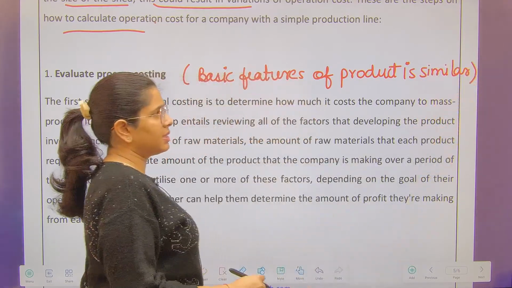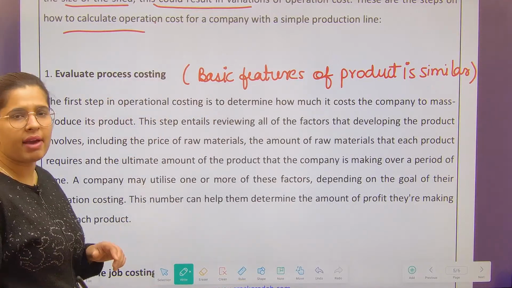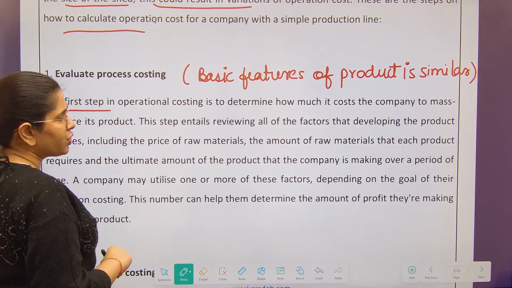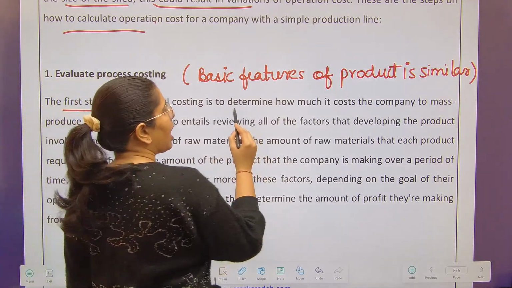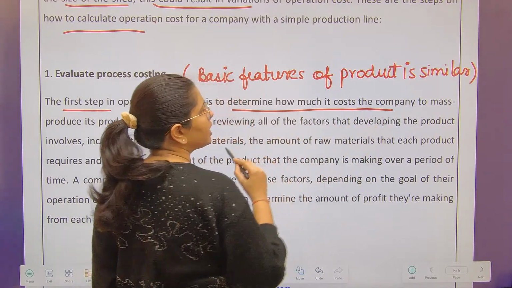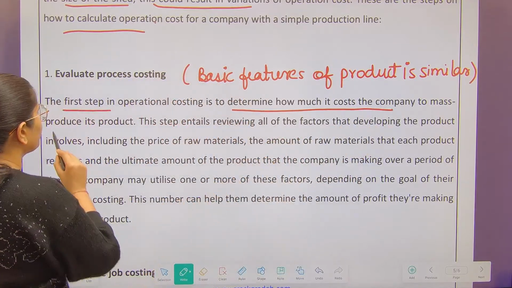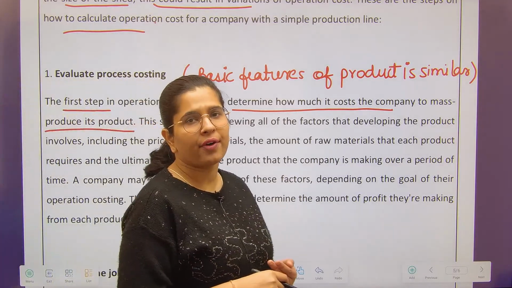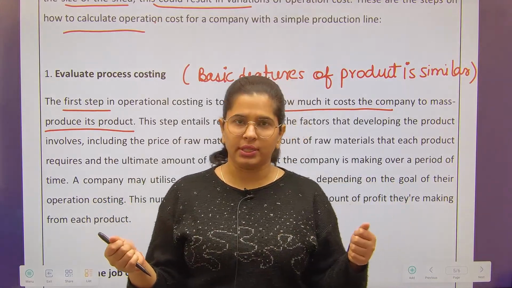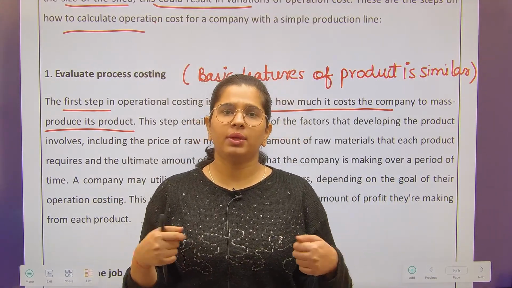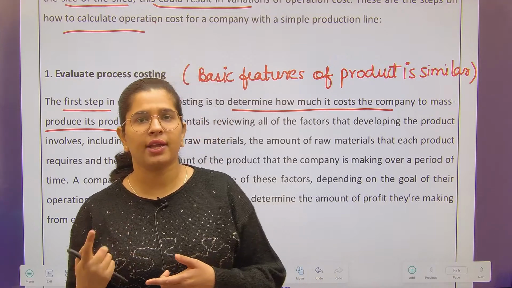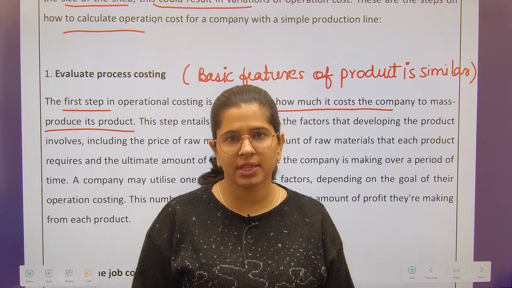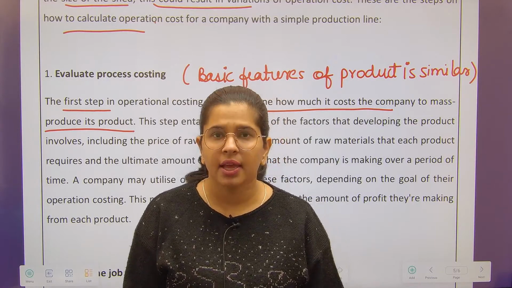The concrete base is similar. Hence, first we will evaluate the process costing. See, the first step in operational costing is to determine how much it costs the company to mass produce its product. Mass produce, like in laptops, obviously I have to produce the outer body, correct? The outer body, the plastic body or the metal body, whatever kind of body you are employing in your laptops, that needs to be mass produced because there are no variations in it, correct?